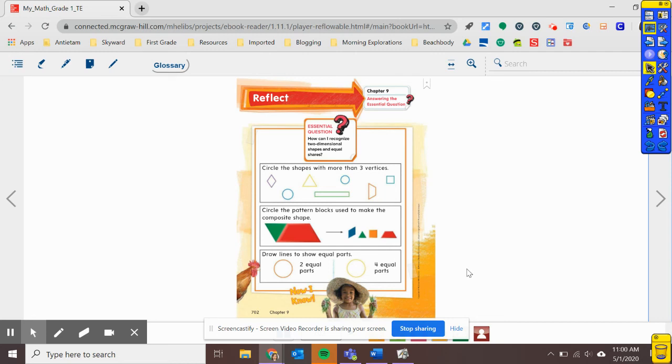When you're finished, I want you to take a picture of this page, just this page, and submit it in the My Work section so I can see how you did. All right? I will see you tomorrow for a fun review game.